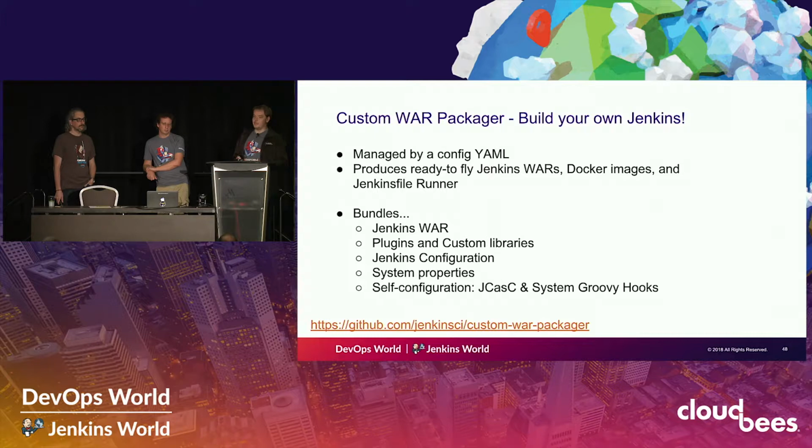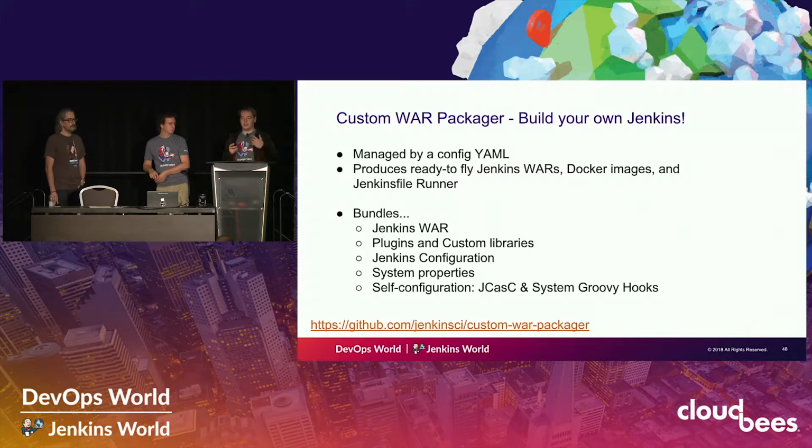And what this tool does, actually, it takes another configuration YAML, which allows describing the entire system, including plugin lists, components to include, configuration as code, scripts, system properties. It takes everything and bundles it to ready-to-fly executables. It may be Jenkins WAR file, Docker image, or now Jenkins file runner, starting from the recent versions.